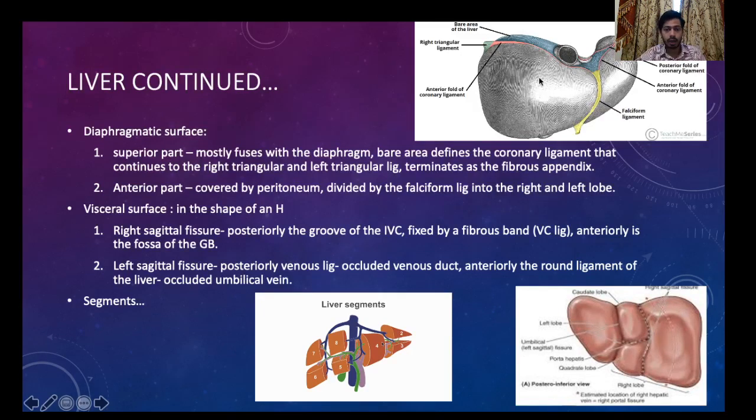So the superior part, most of it is fused with the diaphragm, and you have a bare area here, this bit here, which defines the coronary ligament that will continue into forming two extensions of itself. So you will have the right triangular ligament and the left triangular ligament. And then they will both terminate into the fibrous appendix, which I don't have a picture of, but a fibrous appendix is basically an extension of something, so it can be of fibers, it can be of actual tissue.